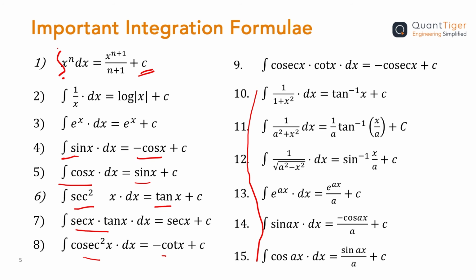Similarly, 1 upon a square plus x square will give 1 by a tan inverse x by a. Now, 1 upon root of a square minus x square has the integration sin inverse x by a. The integration of e to the power ax is e to the power ax upon a, the integration of sin ax is minus cos ax upon a, and the integration of cos ax is sin ax upon a. Comparatively, if you look at the other formulas, you can understand the difference. These are basic formulas which most of you I believe know, but we will be using them, so it is useful to have them together.